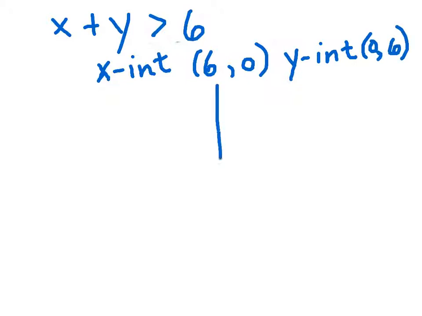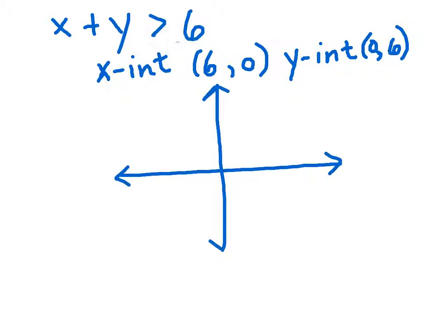So if you're graphing this, you can start by graphing the two intercepts. So this is roughly 6, 0, and this is roughly 0, 6. And the inequality does not have a straight line, so we are going to make it a dashed line like this.